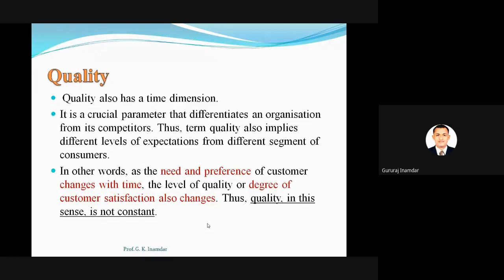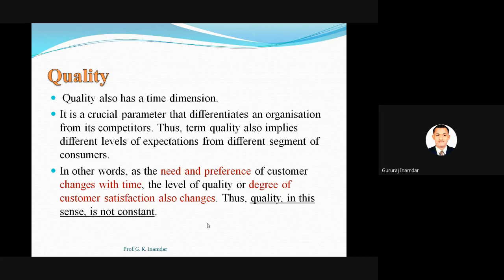In other words, as the needs and preferences of the consumer or customer change with time, definitely. If you consider last year, before the COVID situation, students did not require high quality mobiles. Some students were using only small mobiles. Why? Because it was only for calling purposes.